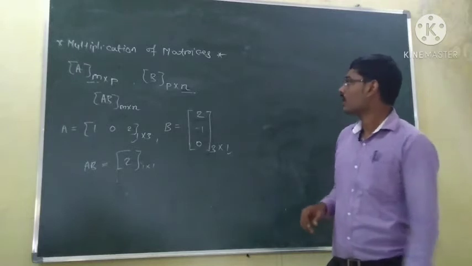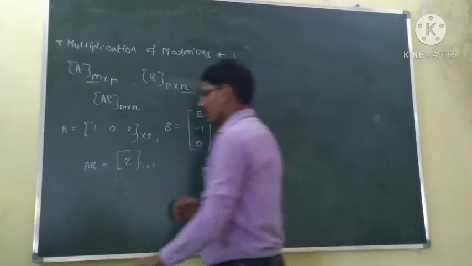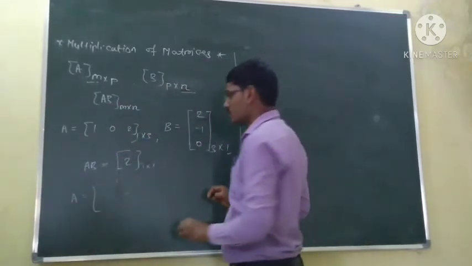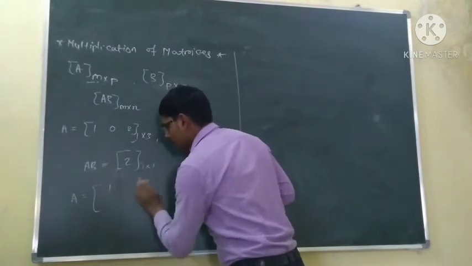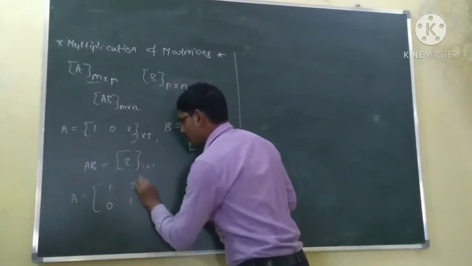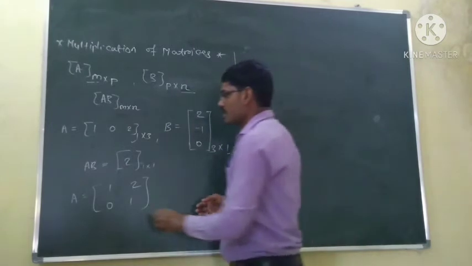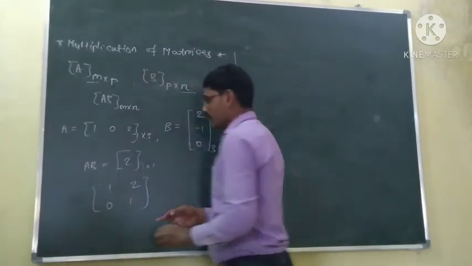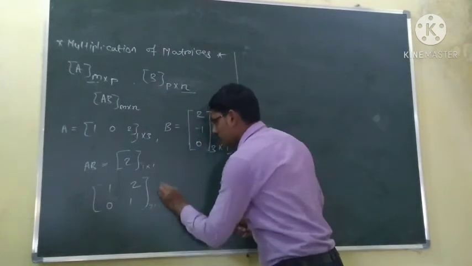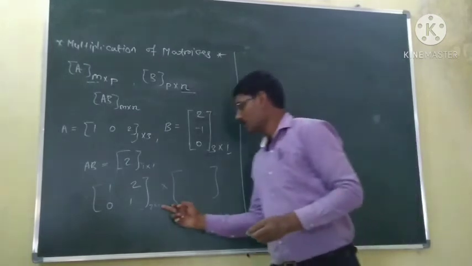Now we will take another example of matrix multiplication. Suppose we take matrix A of order 2 by 2, which is 1, 2, 0, 1. Now for multiplication, the other matrix must have order. The order of matrix A is 2 by 2. For multiplication, the other matrix must have order. Here columns are 2.